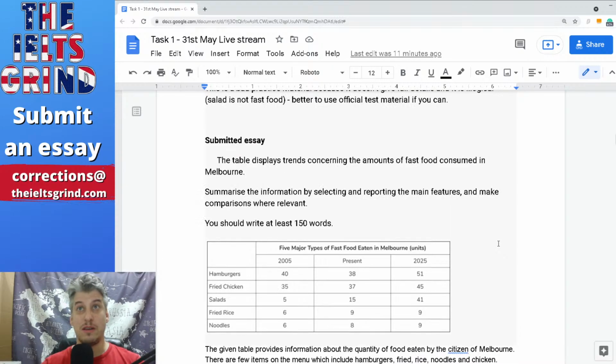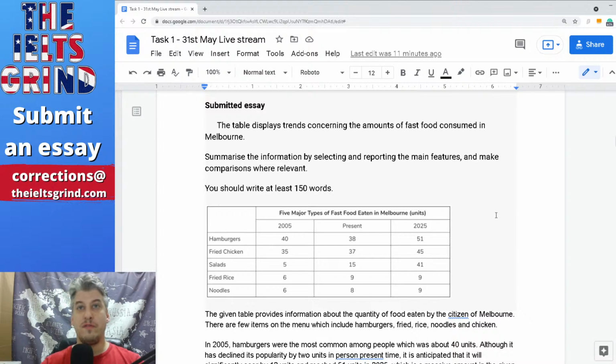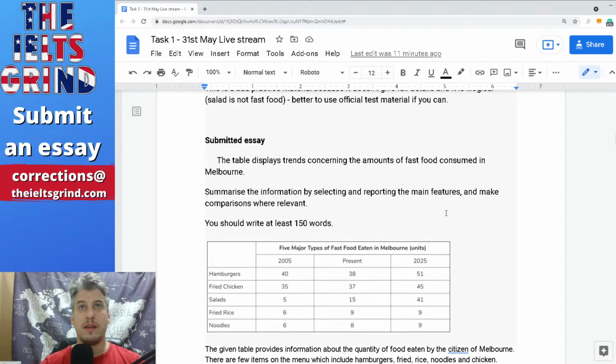Now, before we look at Nazreen's essay, there are a few issues with this question. I've seen this one quite a lot online, and there's a bit of an issue. Firstly, it talks about 5 major types of fast food eaten in Melbourne, and it says units. It's not very clear from the question: is that units per day, units per week, units per year? We don't know. In a real IELTS question, it would be very clear that these units would be perhaps in thousands, perhaps per year, per week. We don't have that information here.